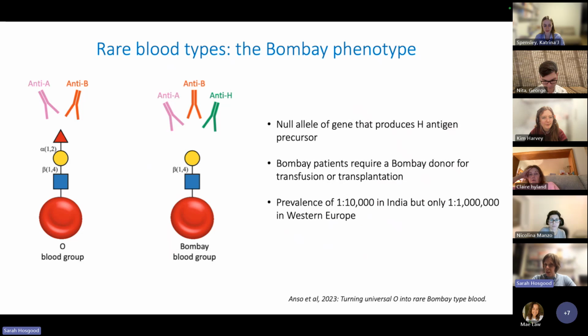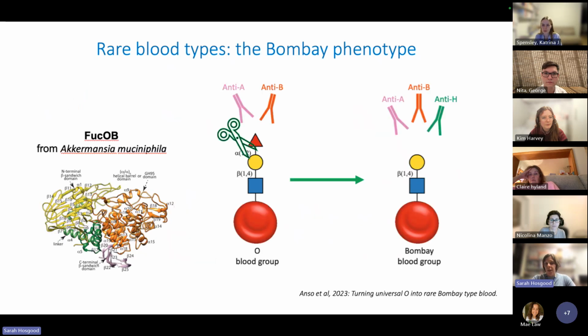We've extended this work to look at a really rare blood type called the Bombay phenotype. So this is a population of people that have no H antigen, so they can't receive a transplant from any blood group, including blood group O. Again, this is quite rare in this country, but the prevalence of it in India is about 1 in 10,000.